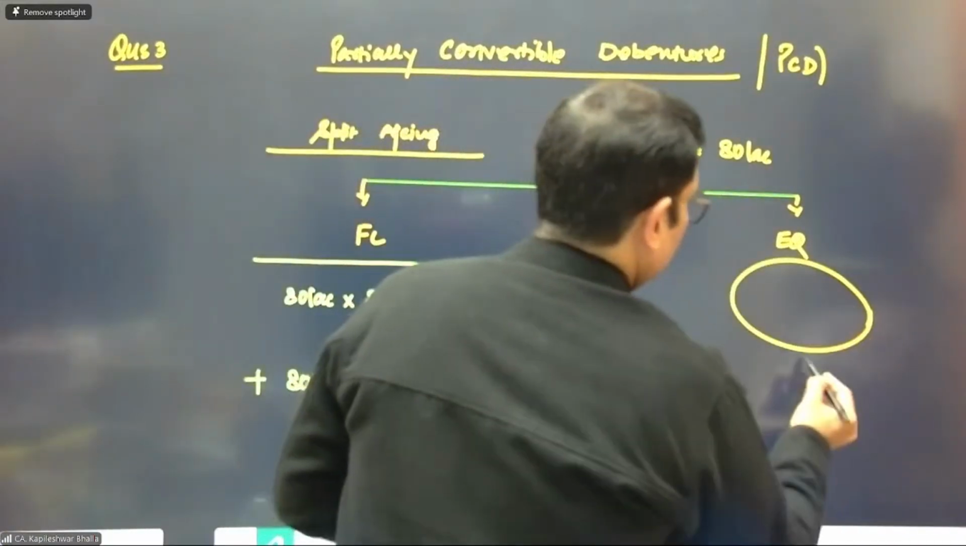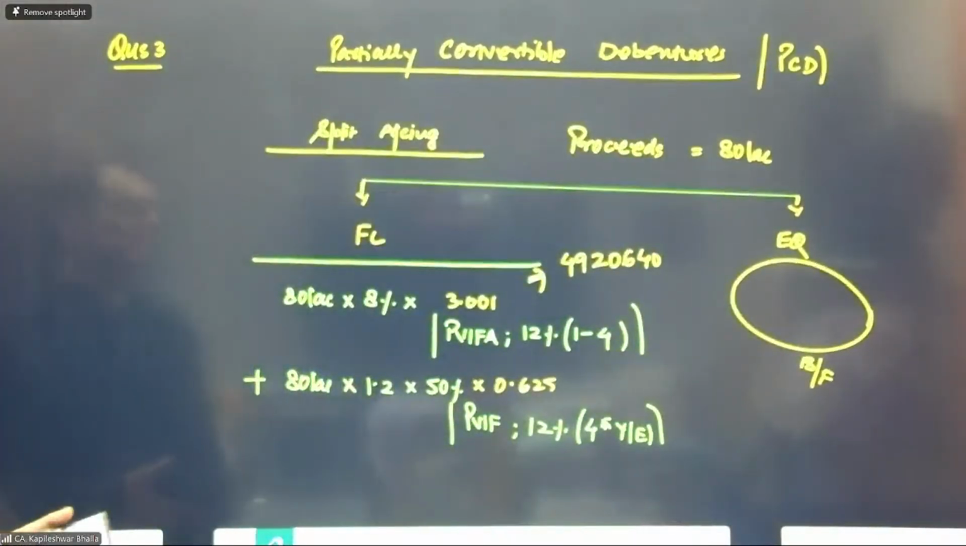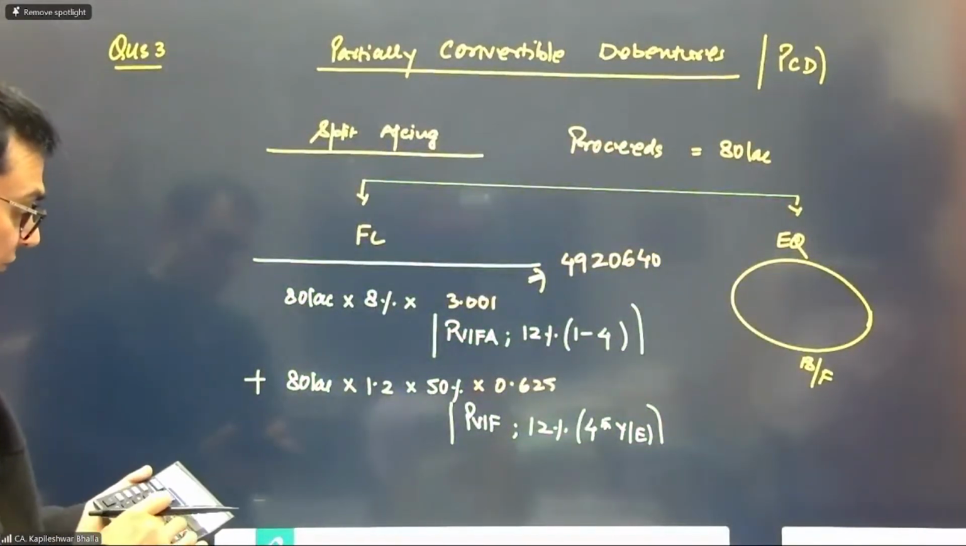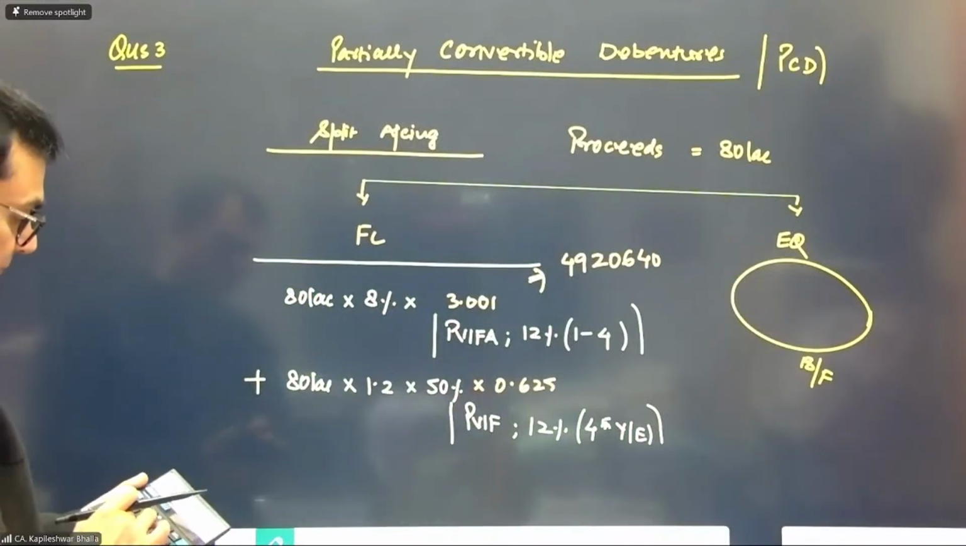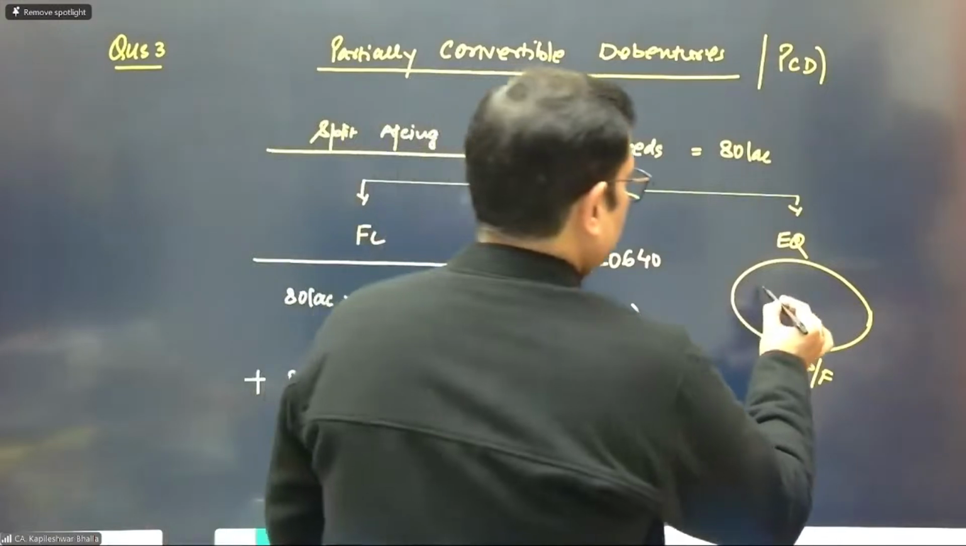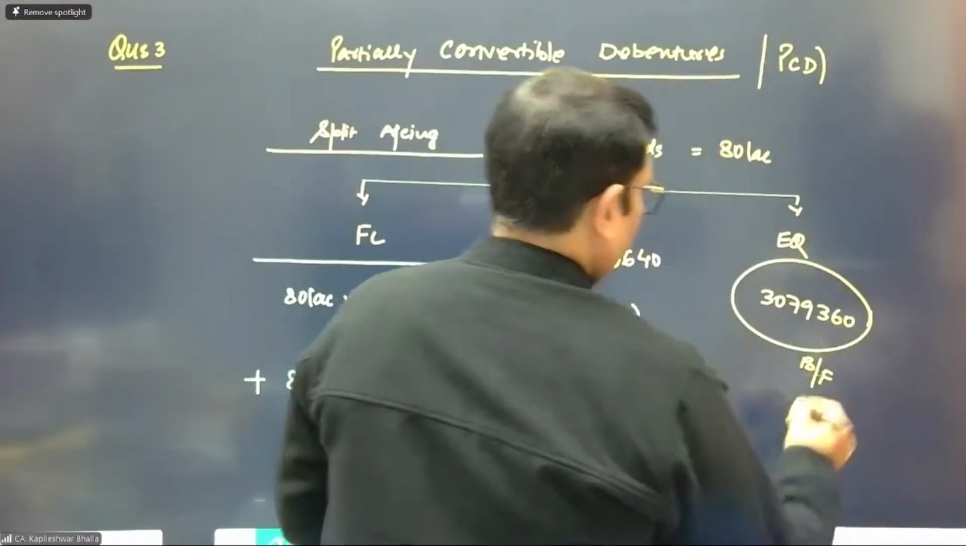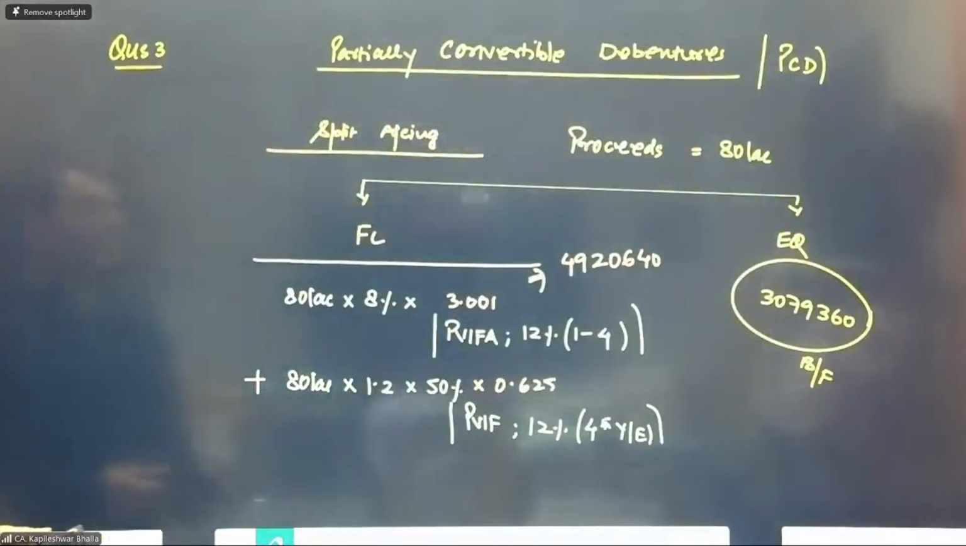Yes, matched. Great. We get the equity as a balancing figure in this case. So out of 80 lakhs, we reduce 49,20,640. Yes, 30,79,360. Wonderful. Right. So this is the split accounting done.